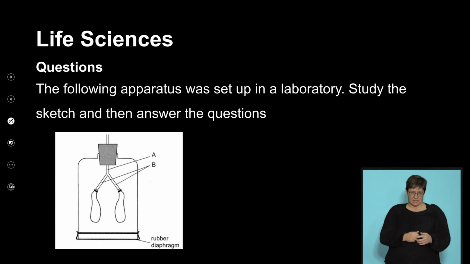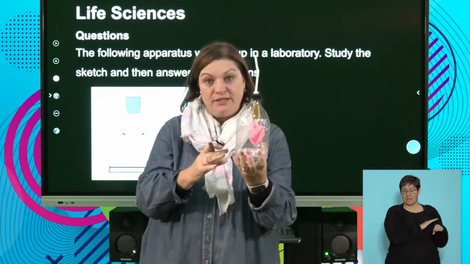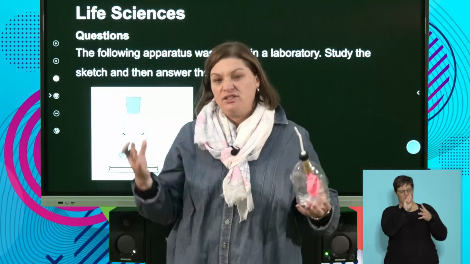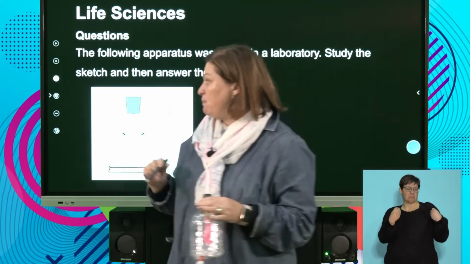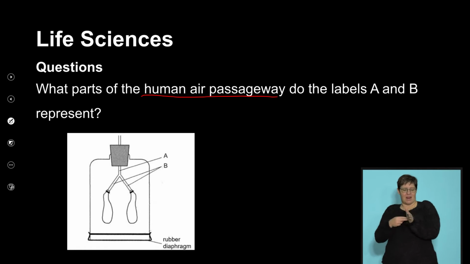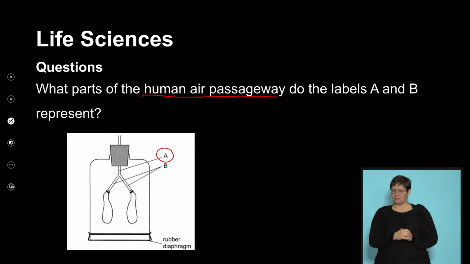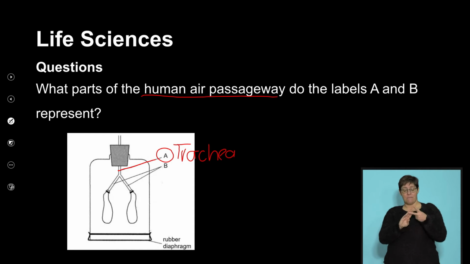Okay, so basically, this is my homemade version. Very often, using this model, they can actually ask you questions. I went through a few past papers and saw that this is quite a popular question that they asked. Now, they said here, what parts of the human air passage do the labels A and B represent? Okay, so now remember, A, what was it? That's my straw, so that is going to be my trachea, right?